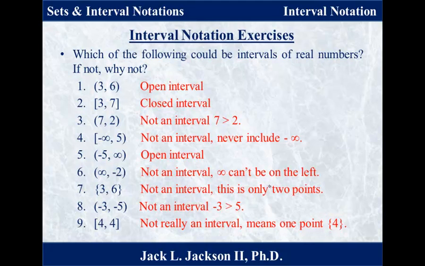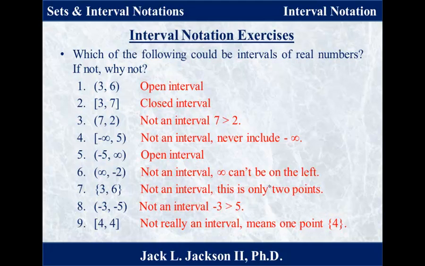Number 4 is not allowable for an interval because we have a square bracket saying we're including negative infinity. Negative infinity is not a real number. We cannot include it. Probably we meant to put a parenthesis there on the left. (-5, ∞) is totally fine. That's the numbers that are greater than negative 5, not including negative 5, just everything to the right of negative 5.